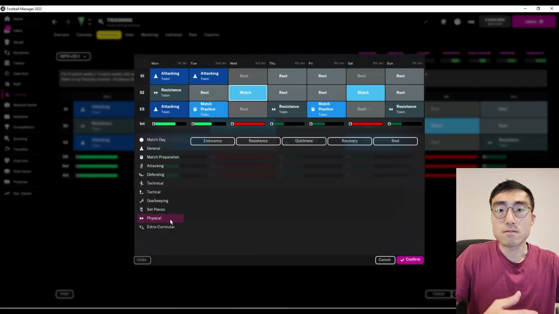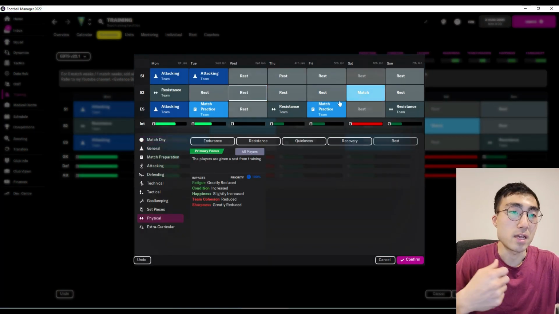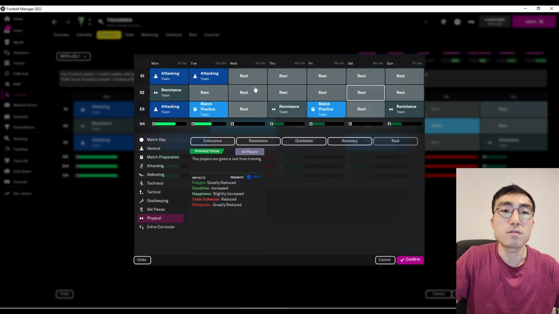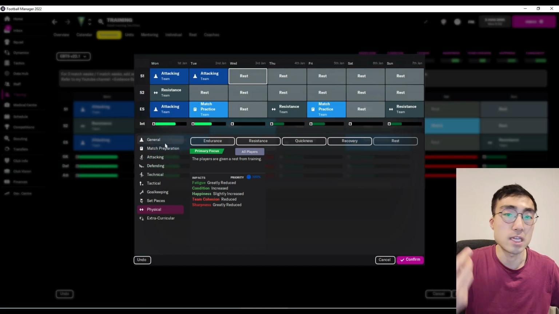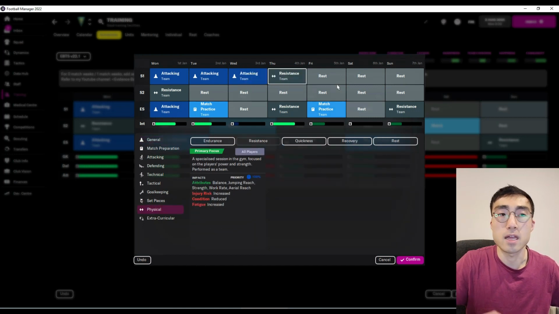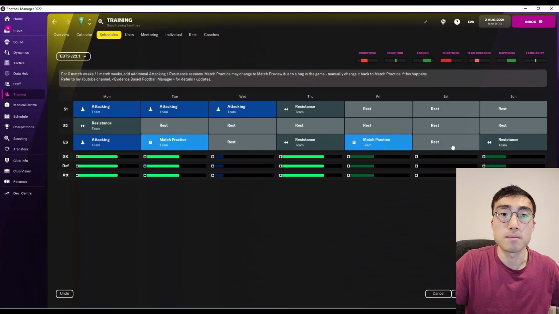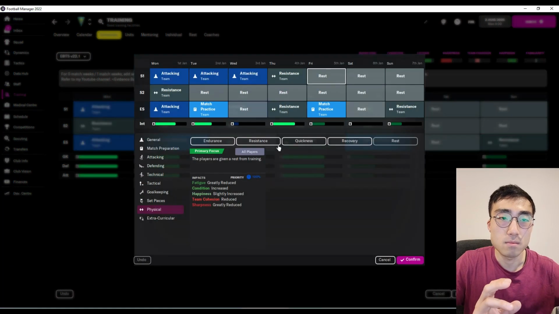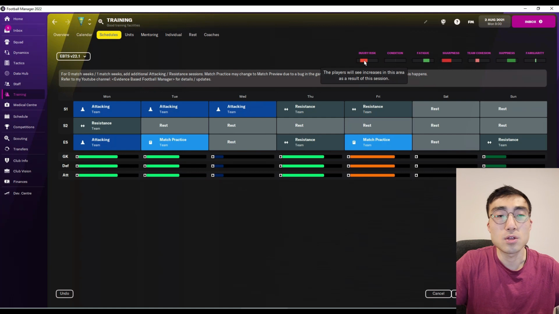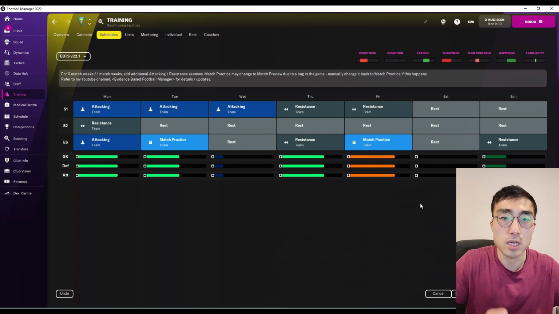But for those other weeks where you only have 1 match or 0 matches in the week, do feel free to throw in some additional attacking and resistance sessions into the schedule. And that can benefit your players even further. Do keep in mind that more training sessions equals higher risk of injuries. So you don't have to feel obliged to fill up every single empty slot in your schedule with training.